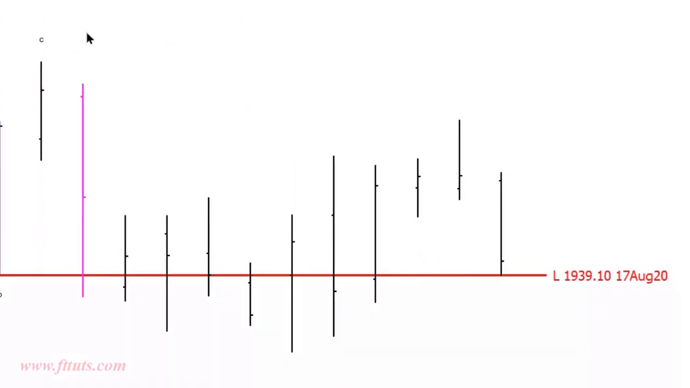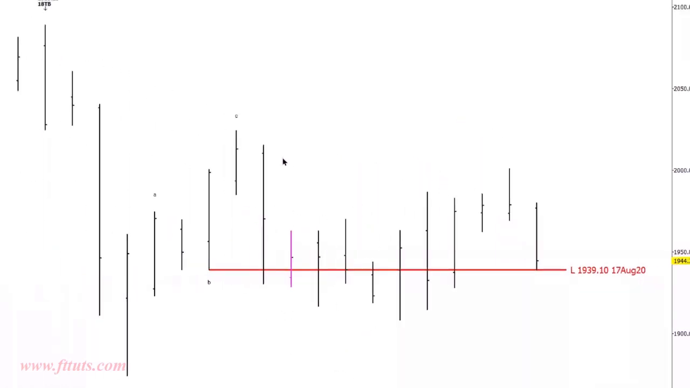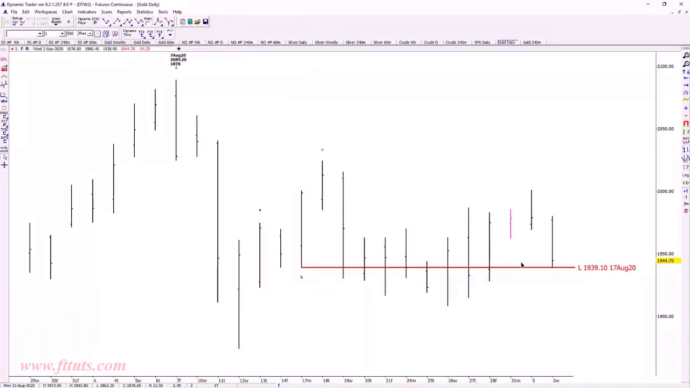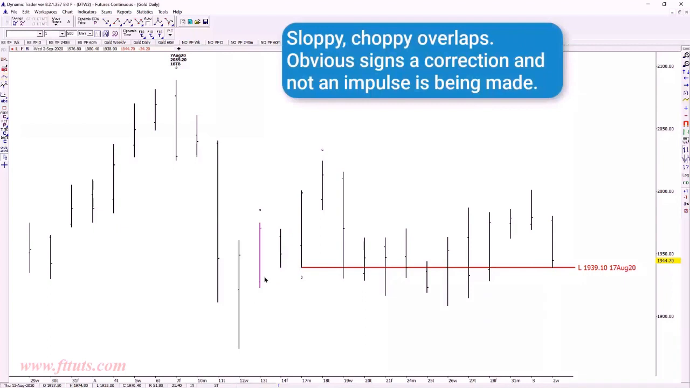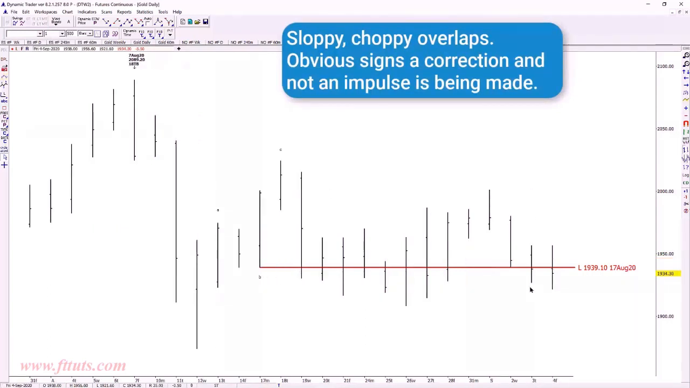So again, we've had a swing up, a section down, then we've come back well into the range of this original advance. Lots of overlaps here, lots of choppy markets. We don't even have to put labels on this. We're making some sort of complex correction. And so far, we've gone quite a ways and remained within the range of that original ABC. Let's go ahead and add some more data.